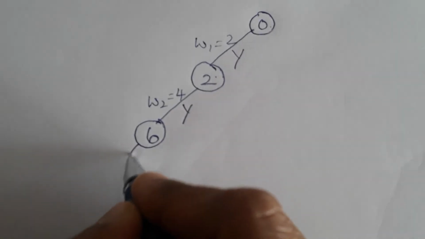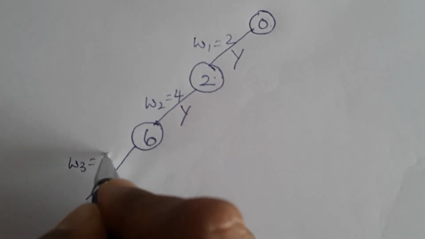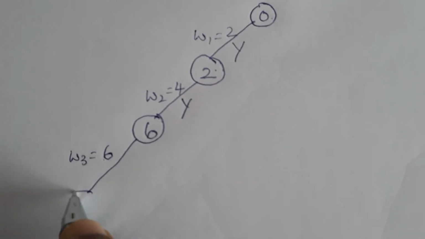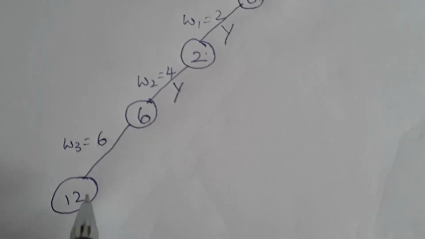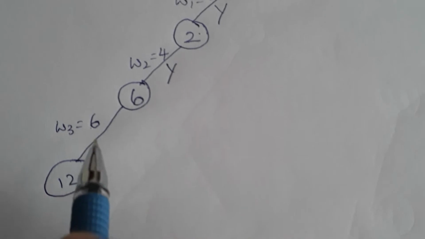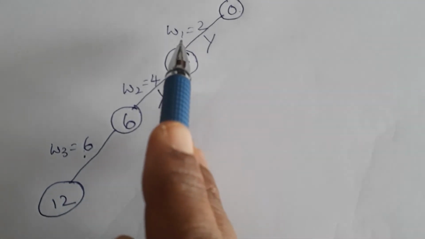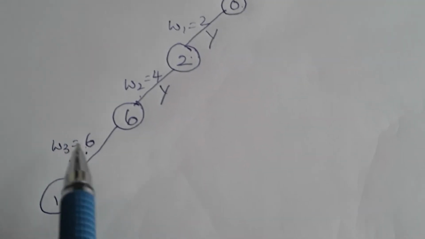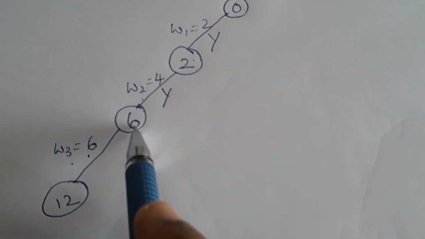Now we will consider the third weight, w3 is equal to 6. 6 plus 6, the resultant sum is 12. We will label the node as 12. Now we have finished considering all three weights in the subset: w1 is equal to 2, w2 is equal to 4 and w3 is equal to 6. Now after completing one path, we will backtrack to its parent.